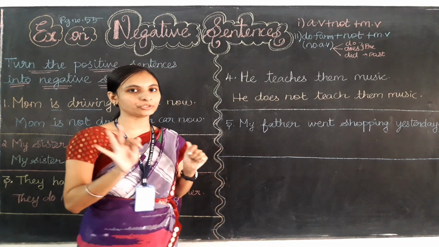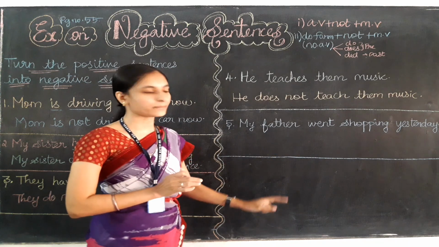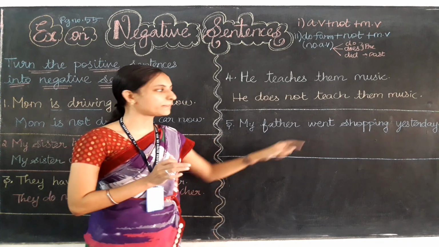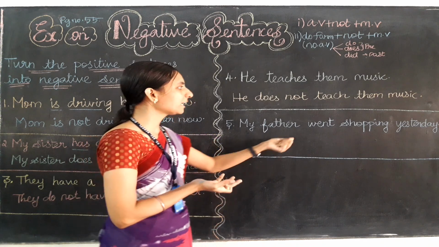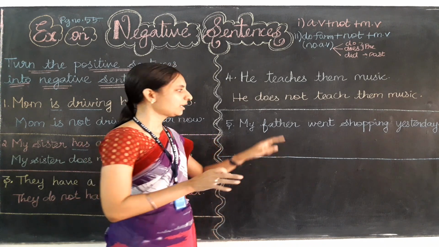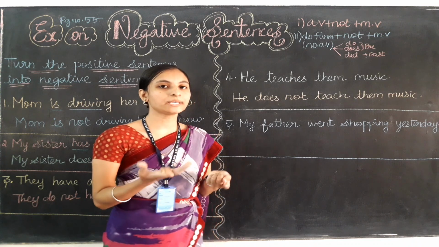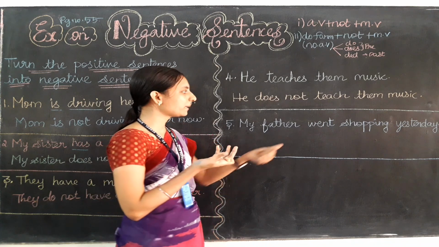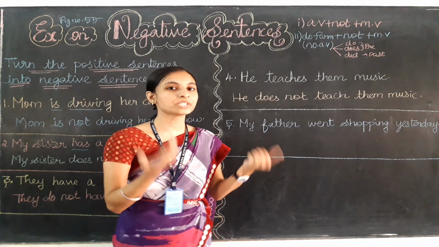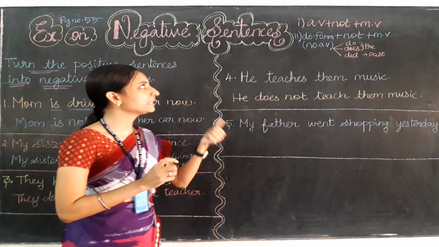Okay, let's do the fifth one. That is the last question. My father went shopping yesterday. Here the sentence is talking about the past time, and can you find the auxiliary verb here? No auxiliary verb, only the main verb, that is went. Went will be the past tense of go only. So here the main verb is go. Okay, but we can't find the auxiliary verb. Then which rule we need to apply? We need to apply the second rule only, that is do form.